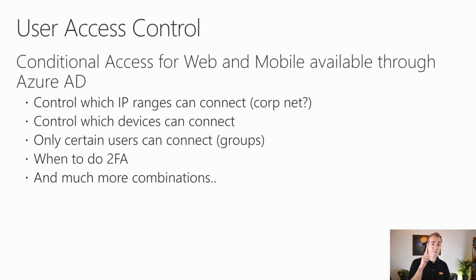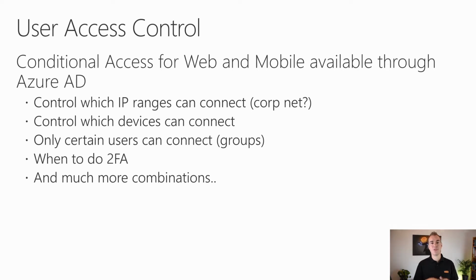Now, my favorite feature of all is something that many people haven't heard of because they are not really into identity management and things like this. But a feature called conditional access for web and mobile is available through Azure AD. So you can control which IP regions can connect to Power BI. So maybe you just want people to connect when they're actually physically in the building. Although these days that is probably not the way it works anymore.